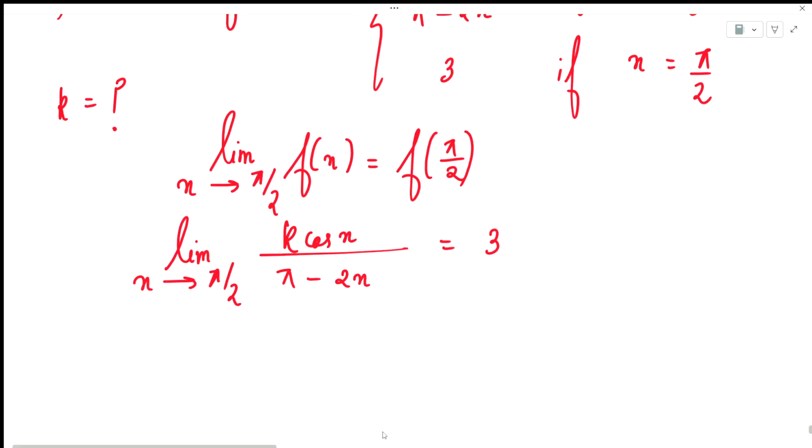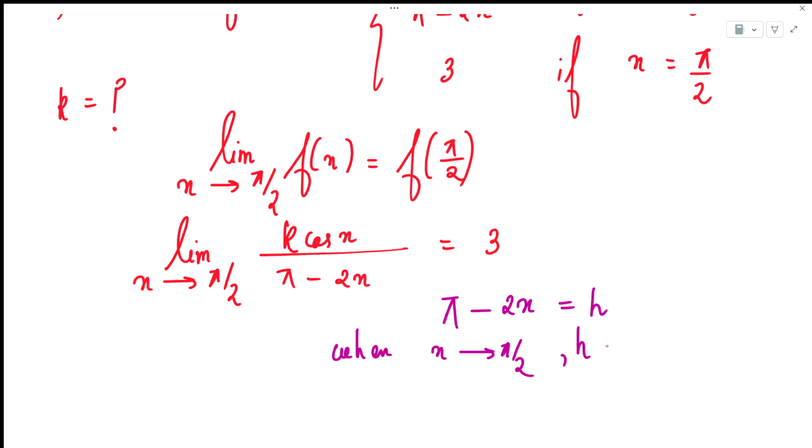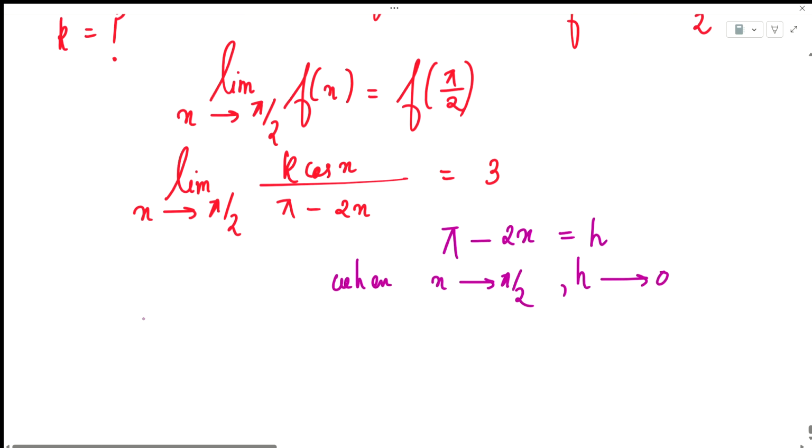Now see, if we substitute to evaluate this limit, if we plug in the value of x as pi by 2 in numerator and denominator, we get 0 upon 0, right? 0 upon 0 is a problem. So what do we do here? Do not use L'Hopital's rule in board examination. So we use pi minus 2x is equal to h. When x tends to pi by 2, h will tend to 0, right? So over here, my limit in the new variable will be limit h tends to 0.